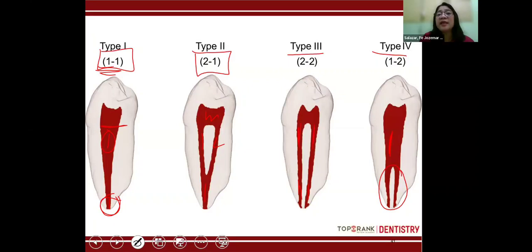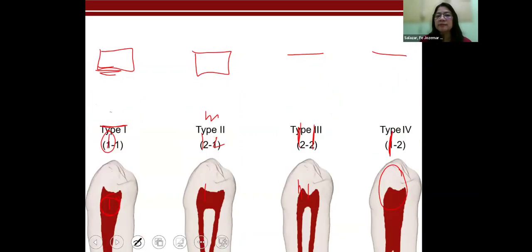Although marami na tong naging modification, they have already modified this. Meron ngang 8 classifications na yung iba. Pero sa board exam, ito yung lumabas. Yung basic types ng pulp canal morphology.